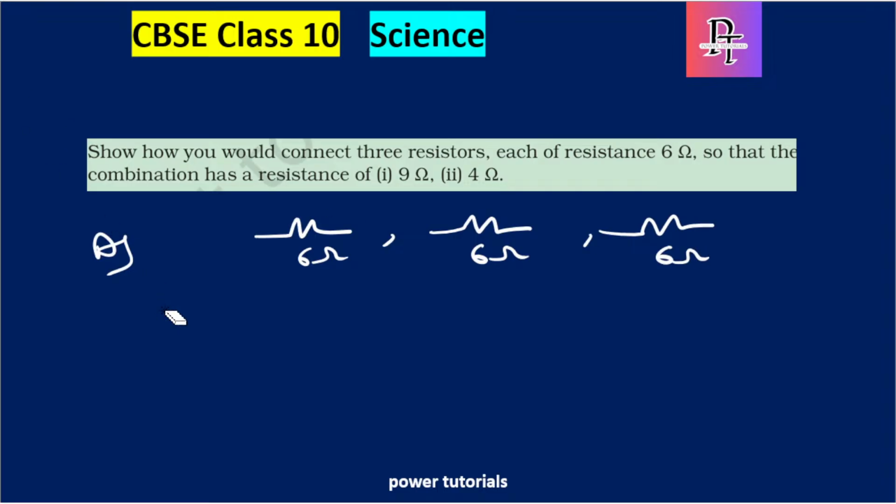So what is the question? So let's continue the question. As a combination we need to get 9 ohms and 4 ohms.